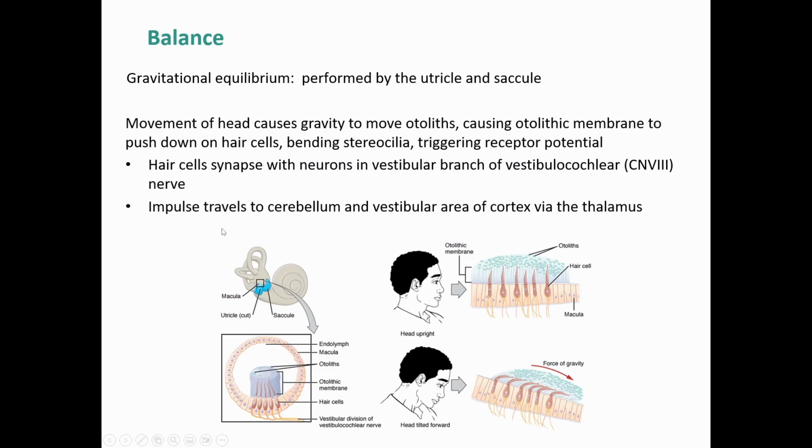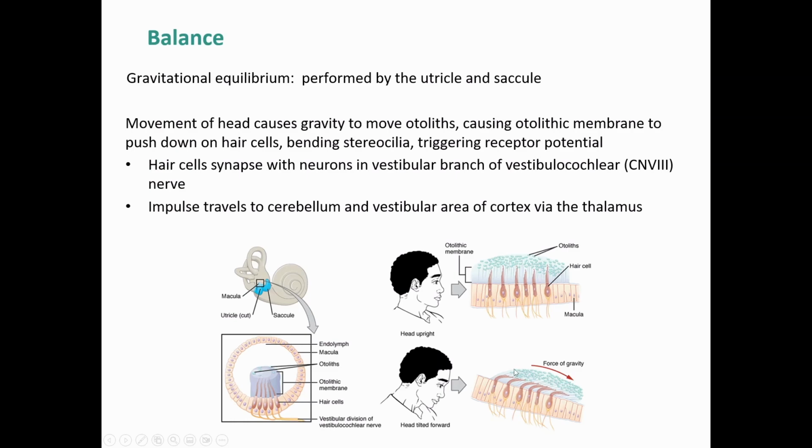When you move your head, that causes the otoliths to move within this otolithic membrane. So this guy here is looking straight ahead, and everything's nice and upright. But when he tilts his head forward, we see that the otolithic membrane shifts because of gravity, and the otoliths shift with it. That causes the otolithic membrane to push down on the hair cells, and that pushes the stereocilia, bending them, and that's what causes the receptor potential, so we can send a signal.